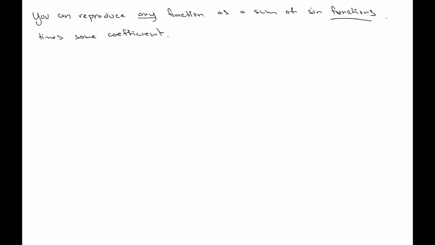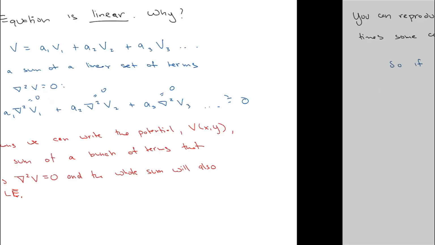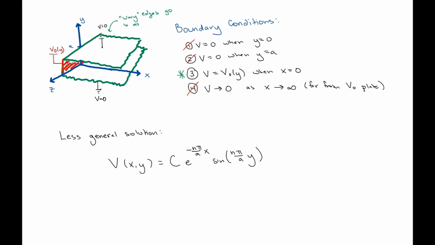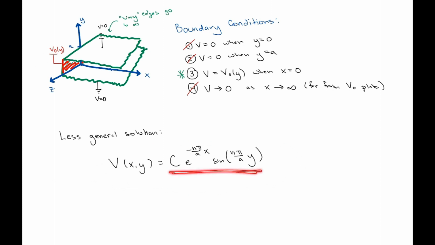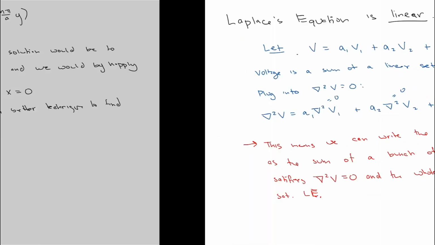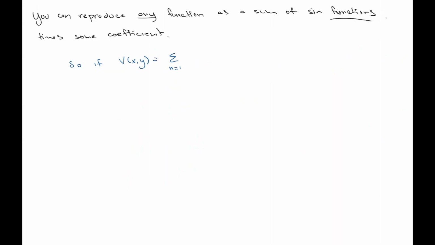So the fact that I can make any function out of a sum of sine functions means that if I've got a potential here that happens to be a sum of sine functions, there's no reason why I couldn't take my original solution, this particular general solution, and add a bunch of them together. Each individual term will still satisfy these three other boundary conditions. Each term will. So instead of having just one term in my general solution, I'm going to have a bunch.